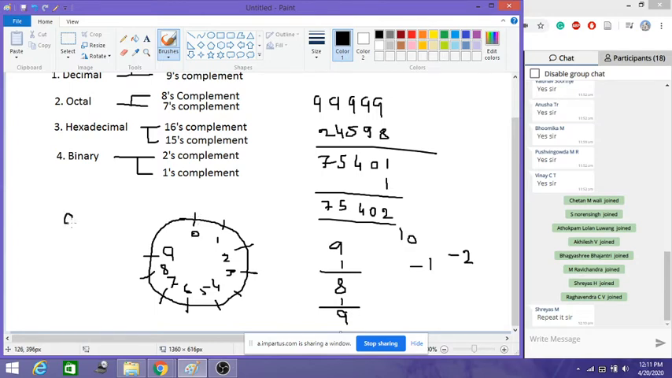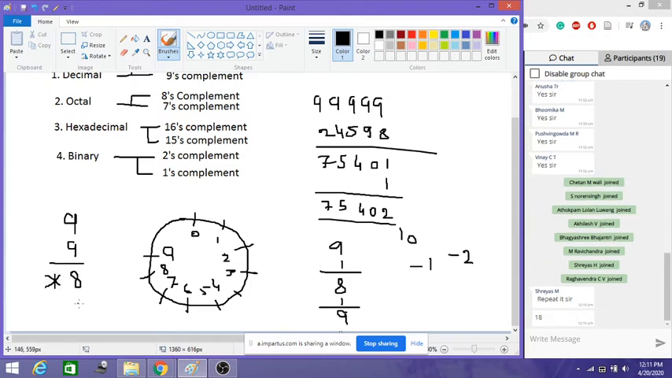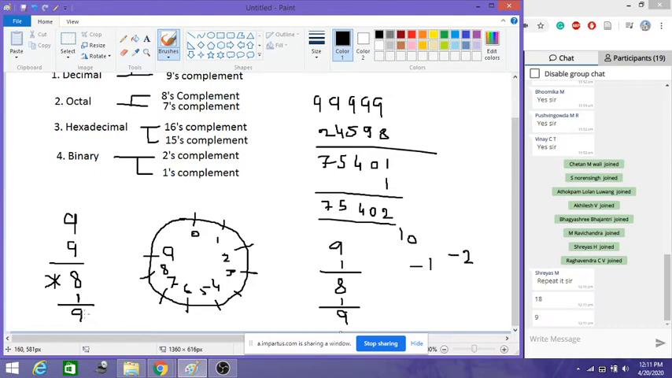So how do we see that? Let us convert back. So 9 plus 9, what do we get? 18. So we have to discard this 1. Sorry, not adding. I have to convert it back. It's not that. Not adding. We have to subtract.